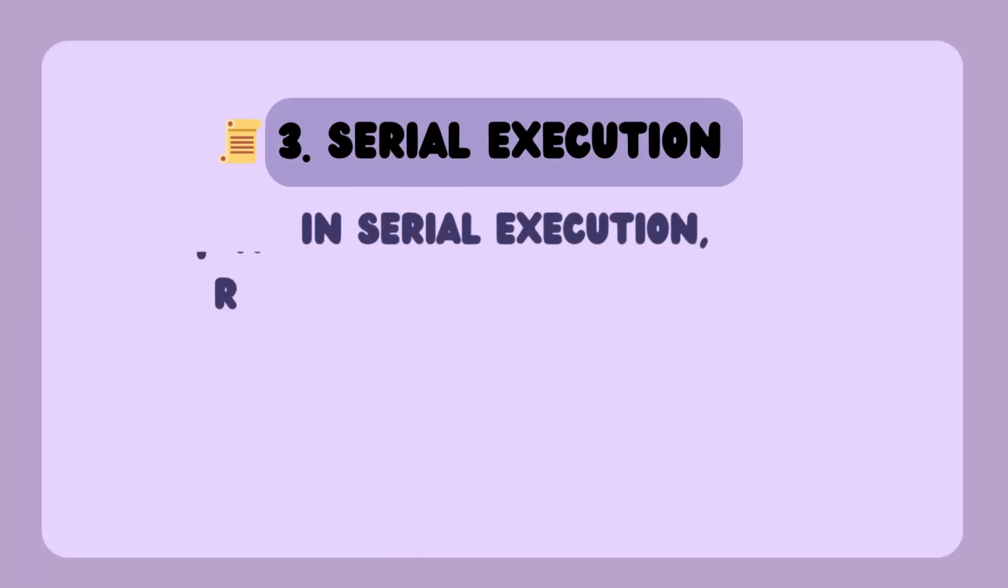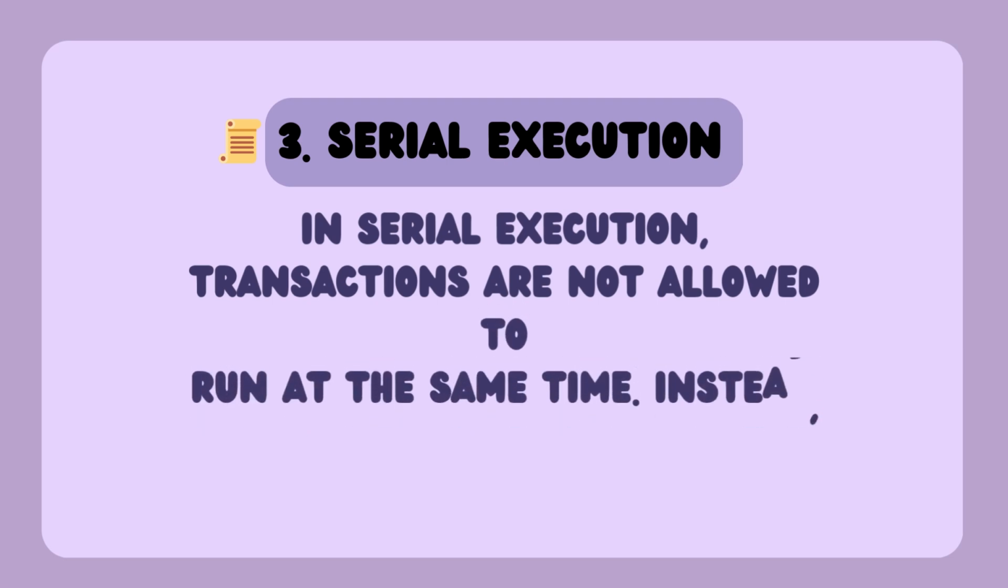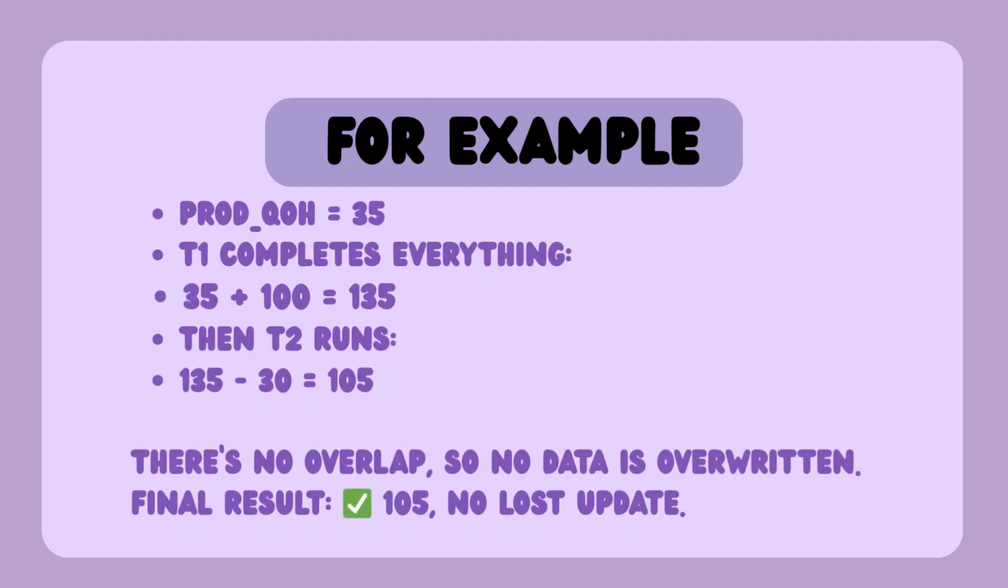3. Serial execution. In serial execution, transactions are not allowed to run at the same time. Instead, they are done one by one, like in a queue. For example, prod_QOH equals 35. T1 completes everything. 35 plus 100 equals 135. Then T2 runs. 135 minus 30 equals 105. There's no overlap, so no data is overwritten. Final result: 105, no lost update.